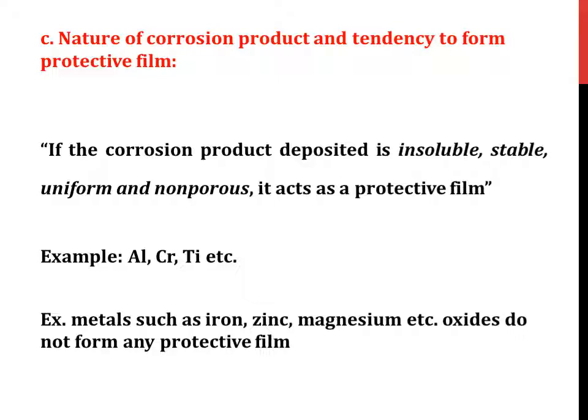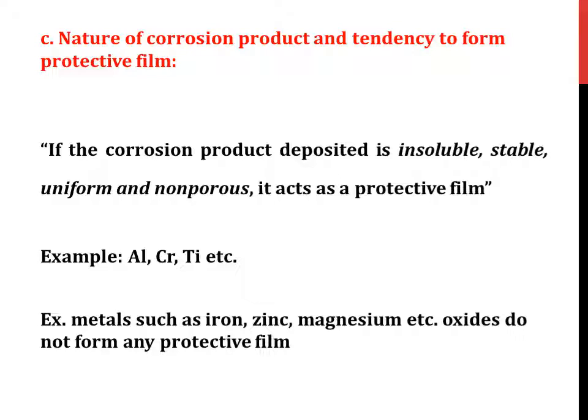You can take various examples to explain this concept. If you take the example of aluminium, what happens when it undergoes the corrosion process? It readily forms its oxide. This oxide of aluminium acts as a protective film on the metal surface and prevents further corrosion. Similarly, you can take the example of titanium and chromium also, where the corrosion product acts as a protective film on the metal body and prevents the corrosion process.